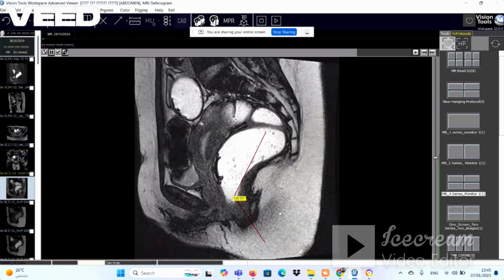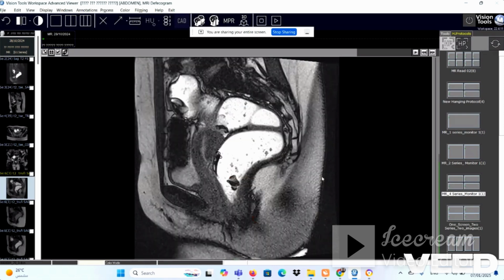Let us measure the anorectal angle. As we discussed before, the anorectal angle is the angle between the anal canal and the posterior rectal wall. This one measures here 120 degrees, so it is accepted. And as you see here, all the organs are still preserving their normal relationship to the pubococcygeal line.